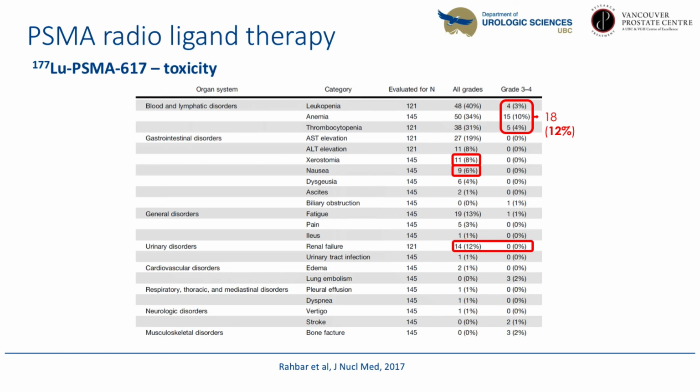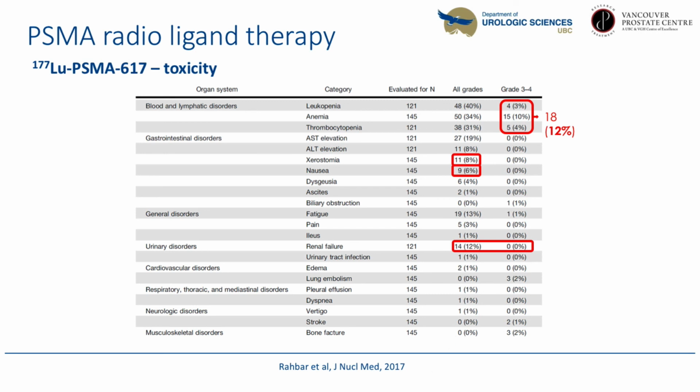Other important side effects, as I said before, are xerostomia, nausea, and of course renal failure, as this is also where PSMA is expressed. And there the data is actually quite good, so there was no grade 3 or 4 toxicity, and only some quite reasonable. I just read it out for you. So xerostomia was 9% and nausea 6% and renal failure 12%, so quite reasonable side effects.